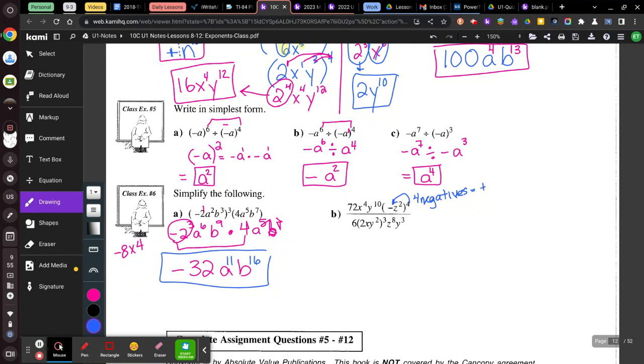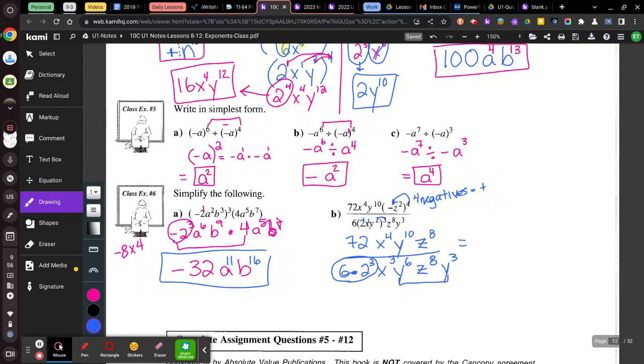Okay, so this last question, we've got 4 negatives, which will give us a positive. So on top, I've got 72 x4 y10 positive z to the 8. On the bottom, this guy's going to multiply into the 2 and the 1s. So I'm going to have 6 times 2 cubed x cubed y6 z8 and a y3. We can add our y's and we can simplify this.